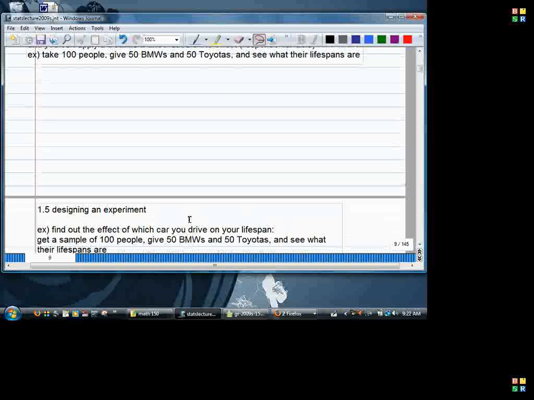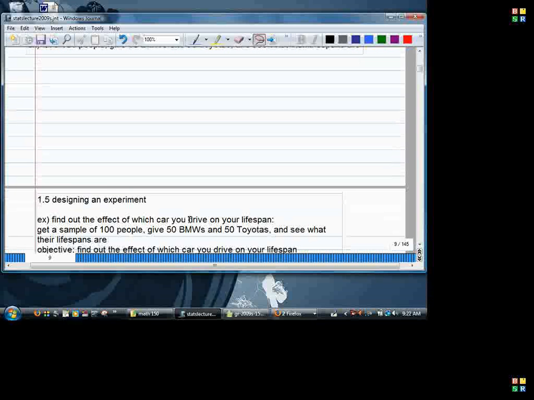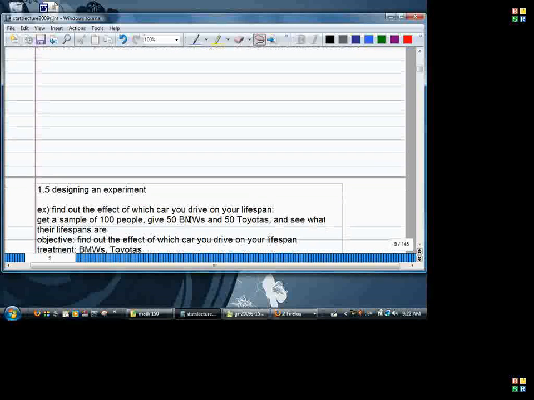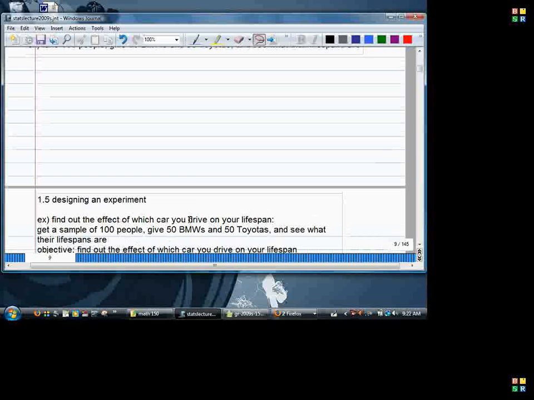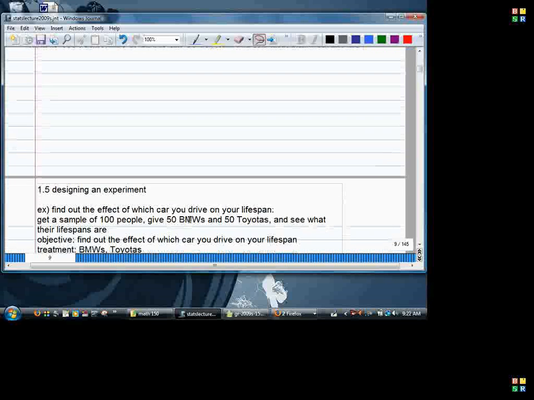Okay. So, in this experiment, what is the research objective? Right. So to see if people who drive BMWs live longer, or more objectively, to find out the effect of which car you drive on your lifespan. Okay. What is the treatment, or what are the treatments? Right. But for treatment, you have to say specifically what the treatments are. So treatment number 1 is BMWs, and treatment number 2 would be Toyotas. Exactly. Right.